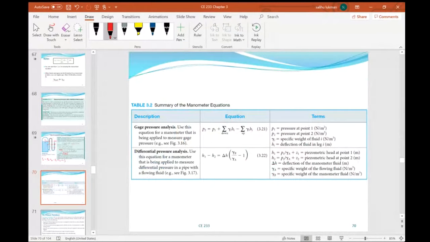Now is the summary of the manometer equations, okay, which is the gauge pressure analysis. We use this equation for a manometer that is being applied to measure gauge pressure. And the second one, which is this one, okay, when you go down, you add, when you go up, you subtract. And for the differential analysis, we use this for a manometer that is being applied to measure differential pressure in a pipe with a flowing fluid. Okay, we also used an example to demonstrate the application of this using the piezometric head.